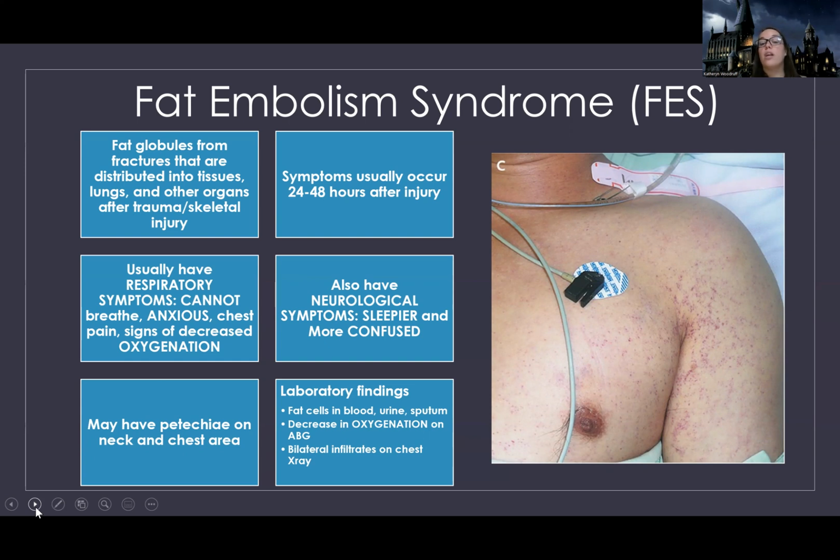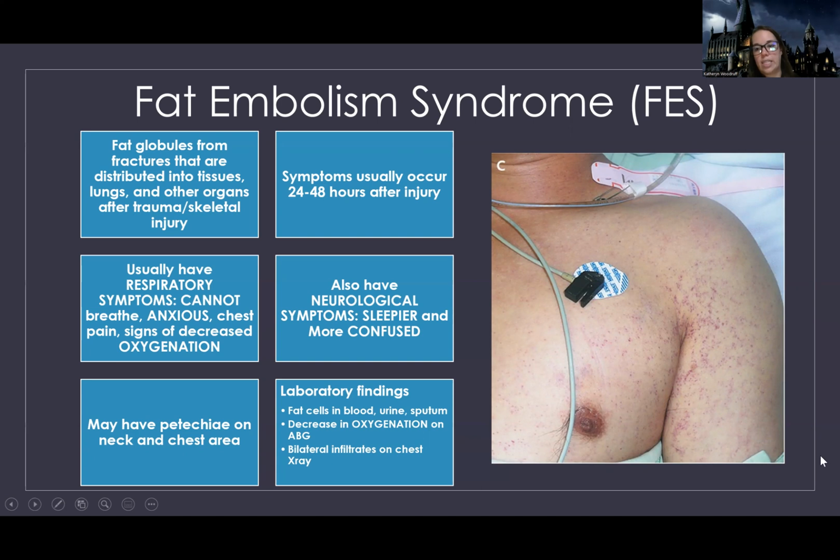They also have neurological symptoms where they might have decreased level of consciousness, or they can be more confused as well. So pretty much you have a patient who's struggling to breathe, confused, with decreased level of consciousness. They can be anxious or restless as well, and have signs of poor oxygenation.